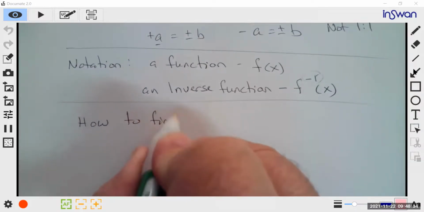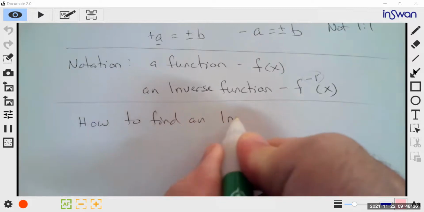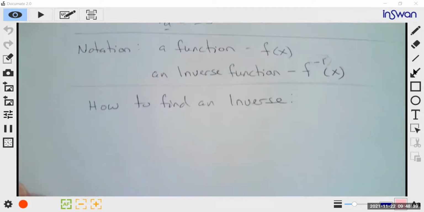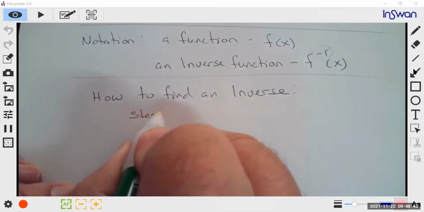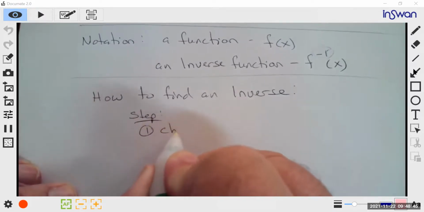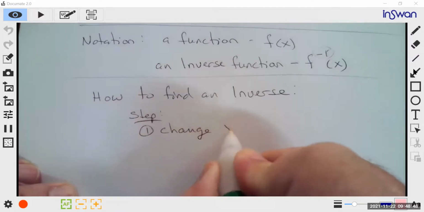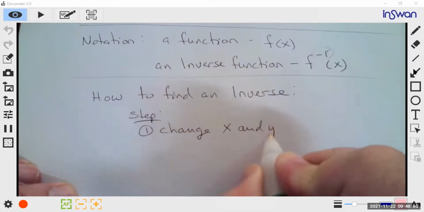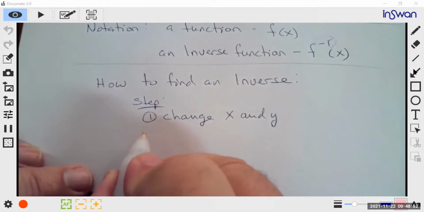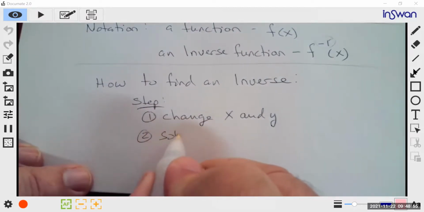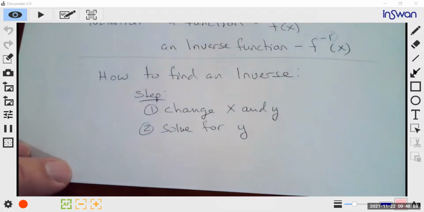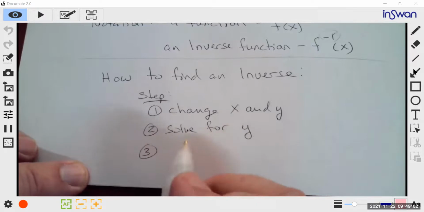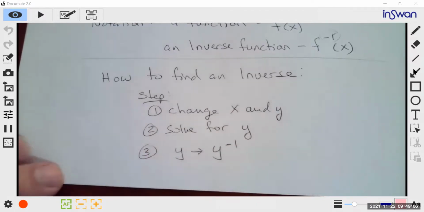How to find an inverse? Two steps. Step 1, change x and y. Solve for y. That y is now written as inverse of y.